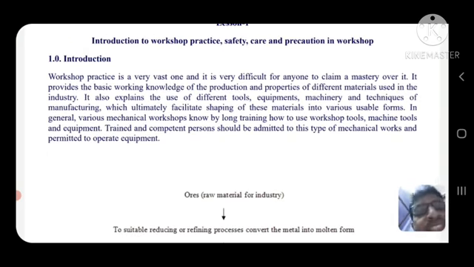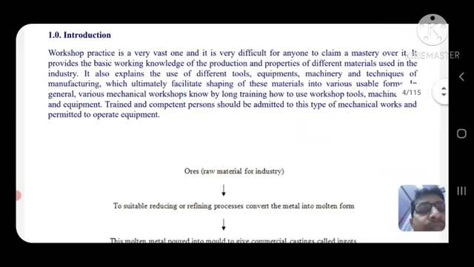Now, in general, various mechanical workshops know by long training how to use workshop tools, machine tools, and equipment. Trained and competent persons should be admitted to this type of mechanical work and permitted to operate equipment.